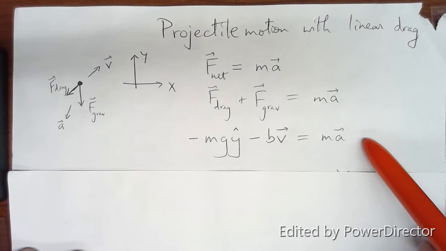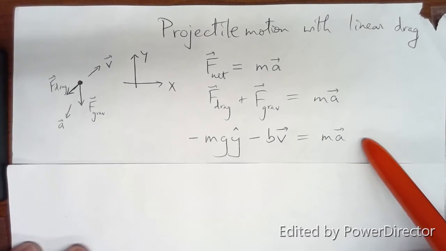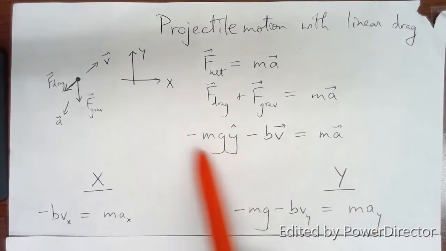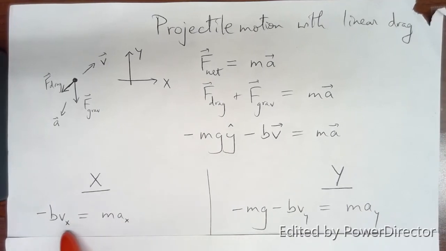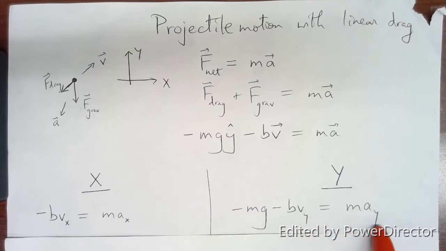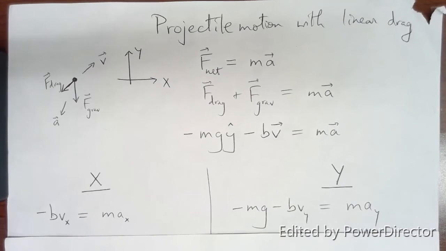We now split it up into x and y components. In the x direction, there is no gravitational component, but there is a drag force component. So we have minus bvx is equal to max. And in the y direction, we have minus mg minus bvy equals may. So now we're going to focus on the x component and see what we can do.